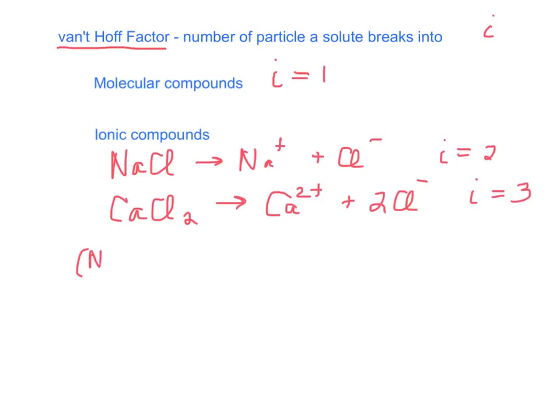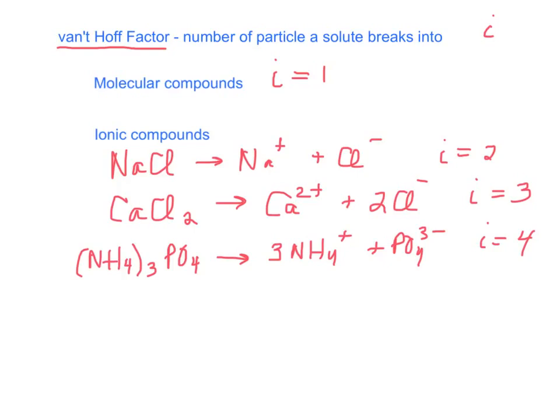If I have something a little more complicated, like say ammonium phosphate, keep in mind your polyatomic ions. This will make 3 ammonium and 1 phosphate. So I have a total of 4 ions, so i equals 4.